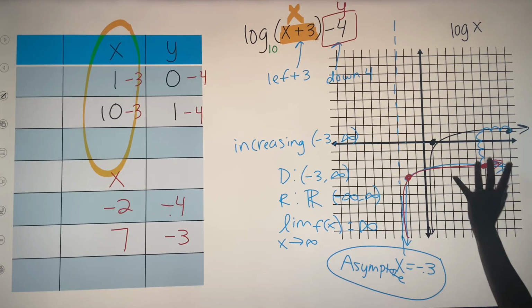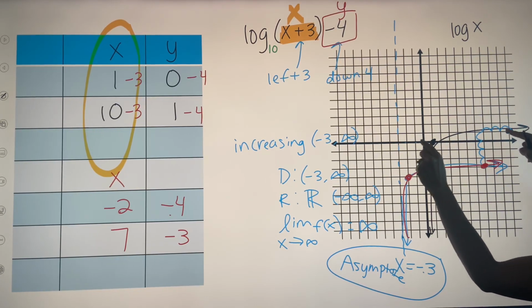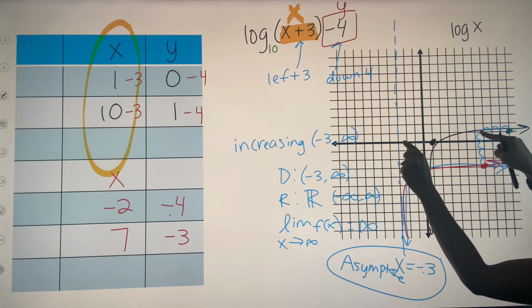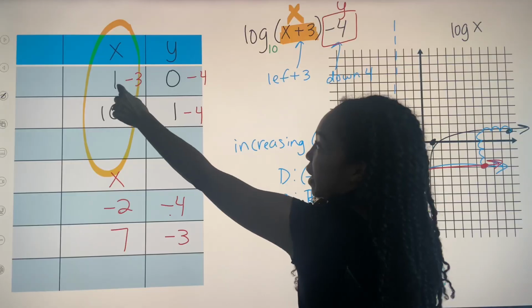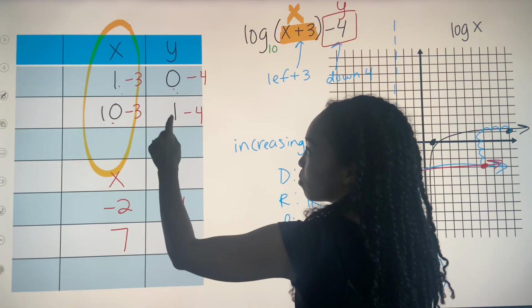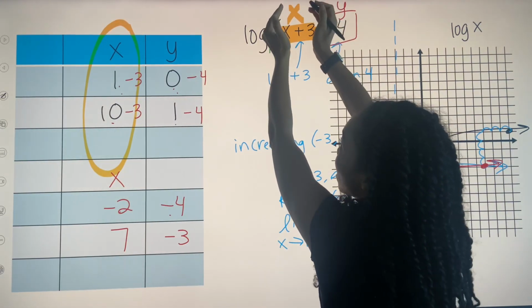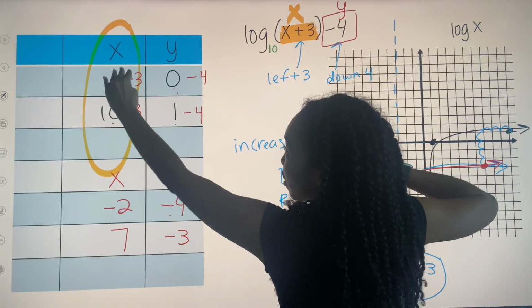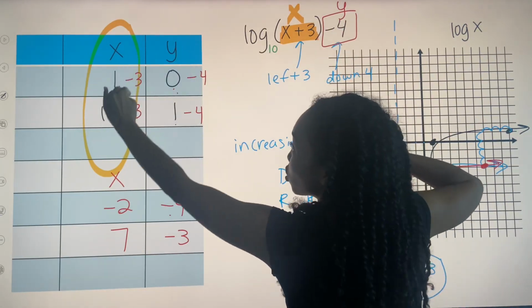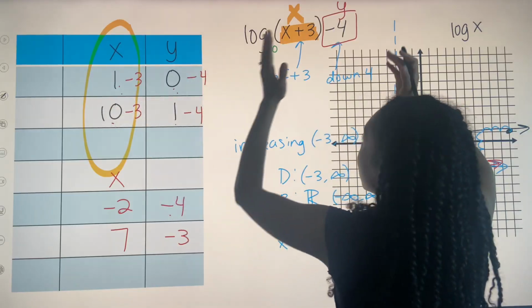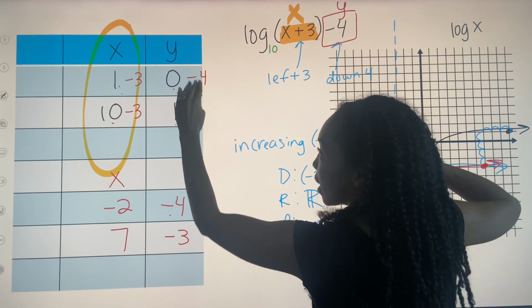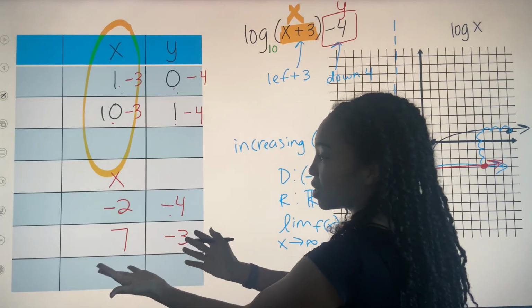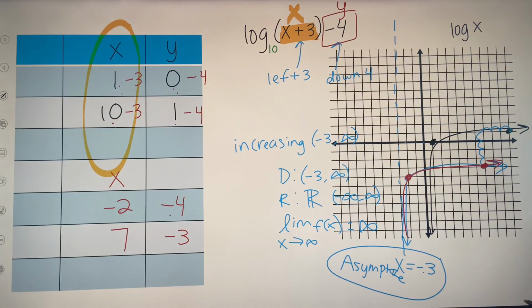So guys, you can either just graph your parent function and then shift your points left 3, down 4, and draw your graph. Or use the parent table, 1, 0, 10, 1. You know that things inside of the parentheses will affect the x values. So this is left 3, subtract 3 from the x column. This is down 4, that affects your y values. Subtract 4 from your y column. These are your new points. You can plot them on your graph.